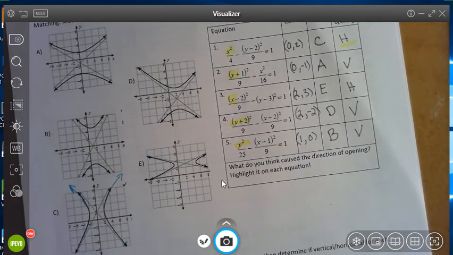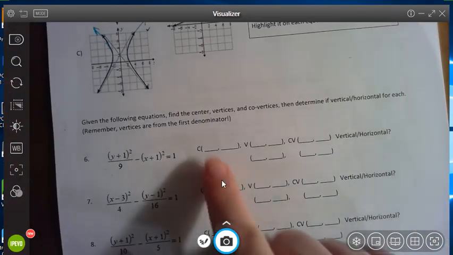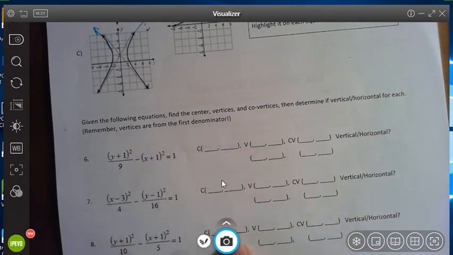Okay, so we have already got something figured out here that we did not know before we started. With that said, what I want you to do is go through these bottom ones, and put down the center of every one of these. And we already know what causes vertical and horizontal openings. So we're going to put that down.